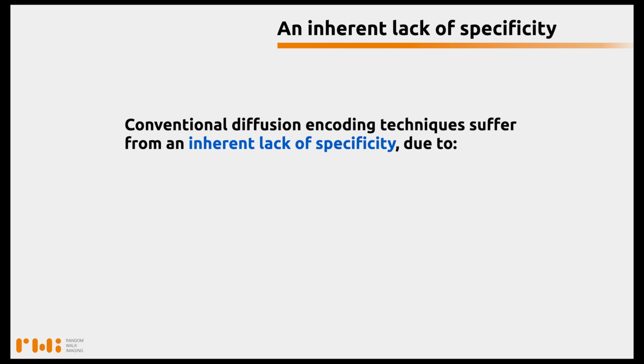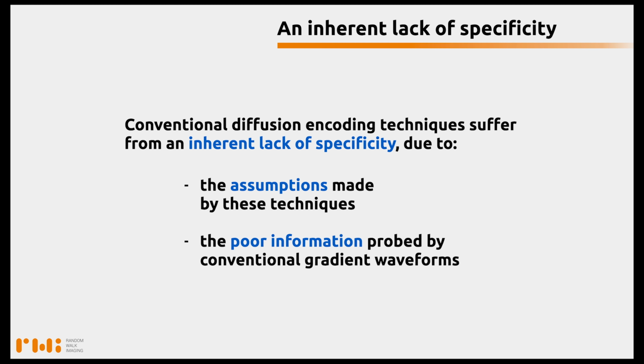Conventional diffusion encoding techniques suffer from an inherent lack of specificity. And this lack of specificity is due to two things. The first one is that all the previous techniques I mentioned rely on certain assumptions. And these assumptions may, and will in this case, have limiting consequences. The other reason is that conventional diffusion encoding techniques rely on conventional gradient waveforms like PGSE gradients, pulsed gradient spin echo, that will yield poor information. And that's where multidimensional diffusion MRI comes into play.